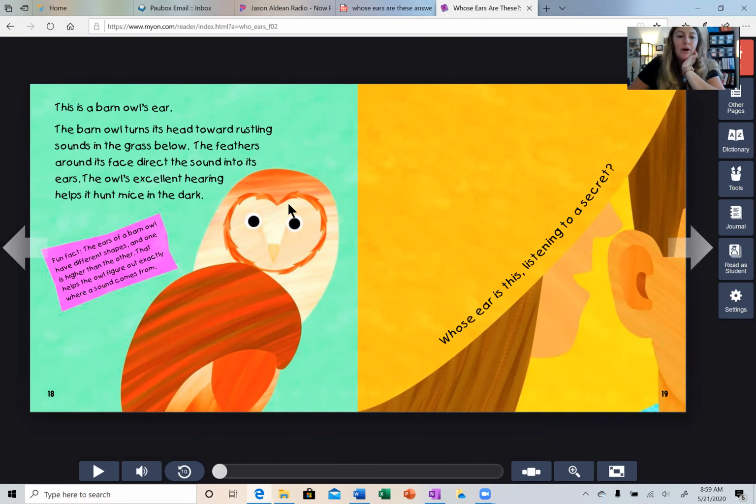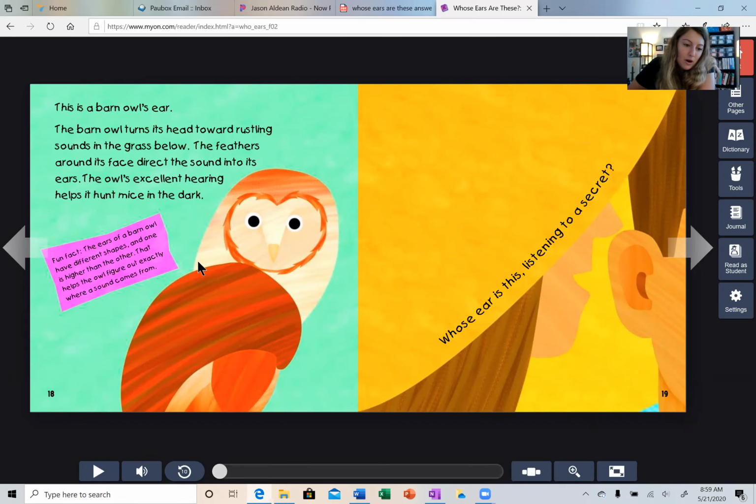This is called a barn owl. The barn owl turns its head towards the rustling sounds in the grass below. The feathers around its face direct the sound into its ears. The owl's excellent hearing helps it hunt mice in the dark. All right, fun fact.